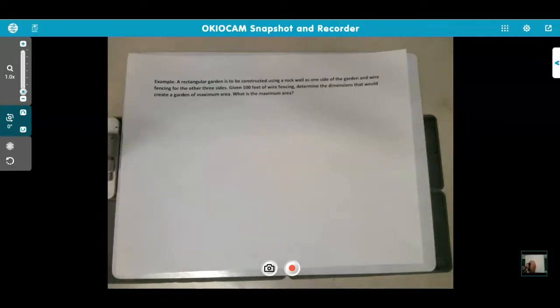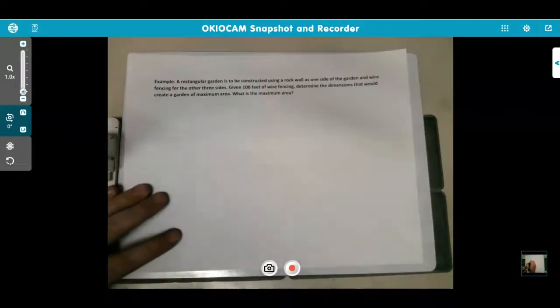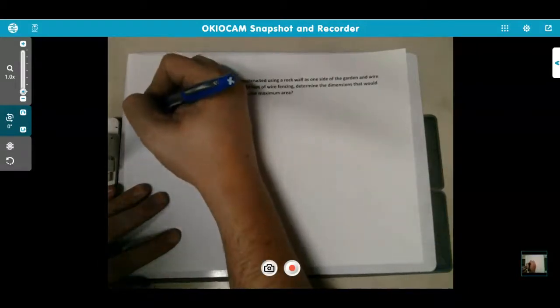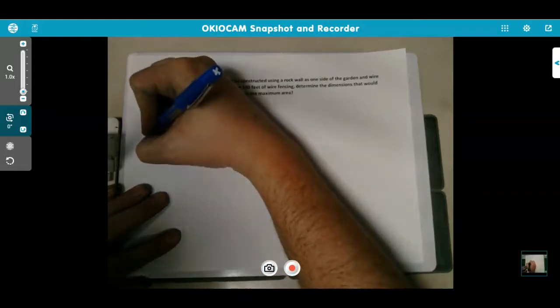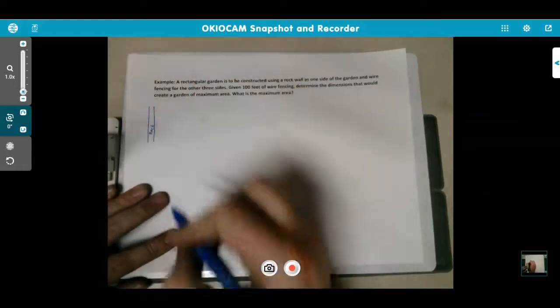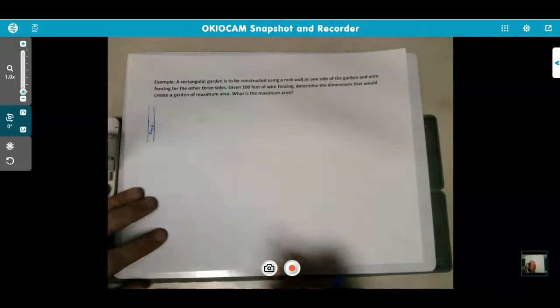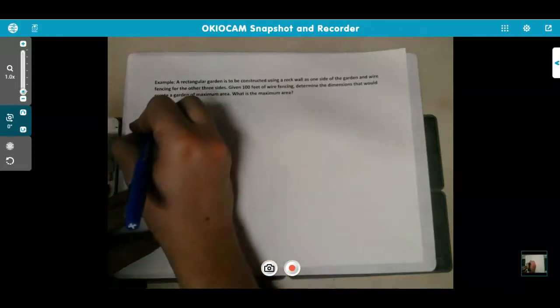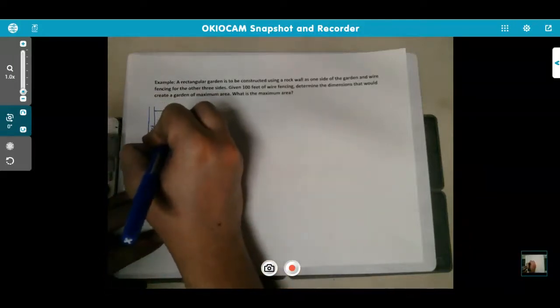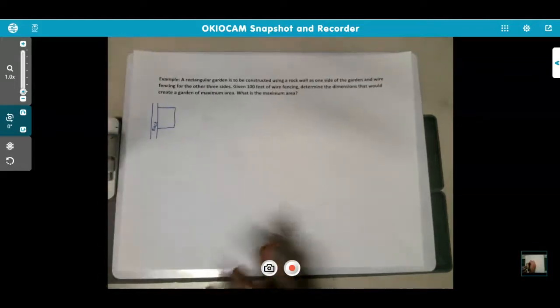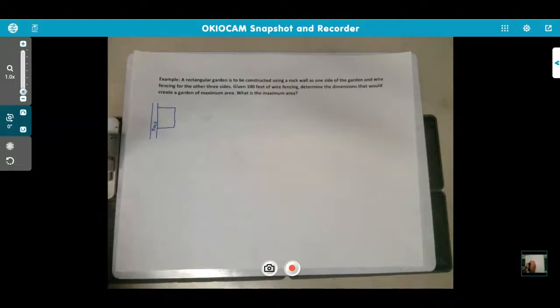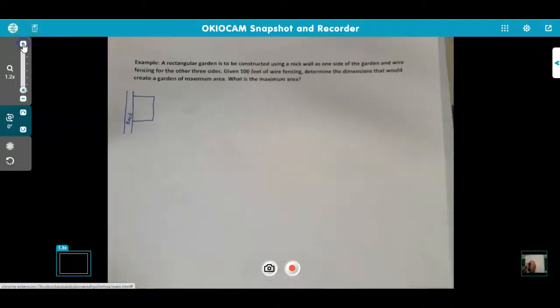So first off, let's draw this and see if we can make it make a little bit more sense, okay? First things first, we have a rock wall here. This is rock, so I do not need a fence on that side. But the other three sides, I'm going to have fencing right here, here, and here. And the only thing I know is that those three sides are going to add up to 100 feet.